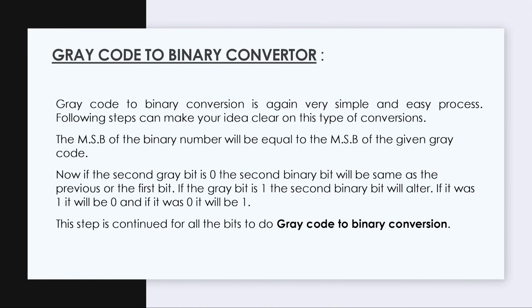Next, we move on to the gray code to binary converter. Gray code to binary conversion is again a very simple and easy process. The following steps can make your idea clear on this type of conversion. The MSB of the binary number will be equal to the MSB of the given gray code. Now, if the second gray bit is 0, the second binary bit will be the same as the previous bit. If the gray bit is 1, the second binary bit will alter. If it was 1, it will be 0, and if it was 0, it will be 1. This step is continued for all the bits to do gray code to binary conversion.